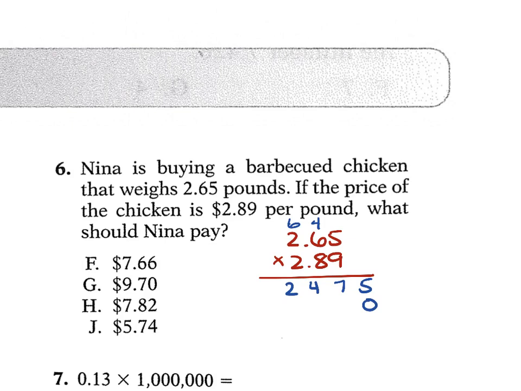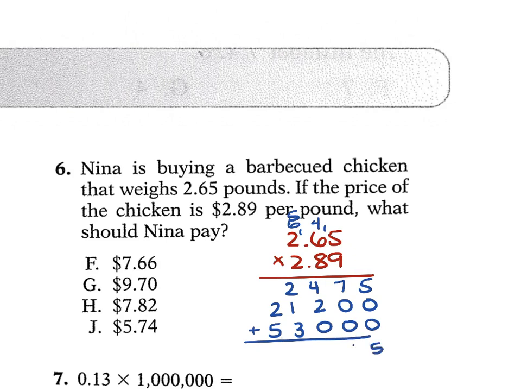We move to the 8, so we put a 0 down. 8 times 5 is 40. 8 times 6 is 48, plus the 4 is 52. 8 times 2 is 16, plus 5 is 21. You're moving to the 2, so put two zeros down. 2 times 5 is 10. 2 times 6 is 12, plus 1 is 13. And 2 times 2 plus 1 is 5.